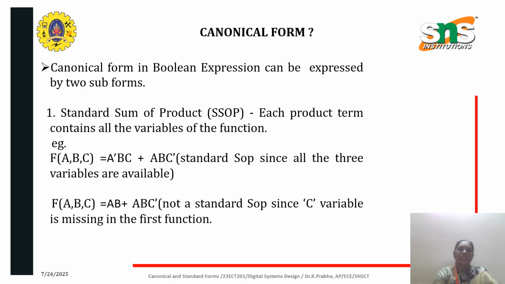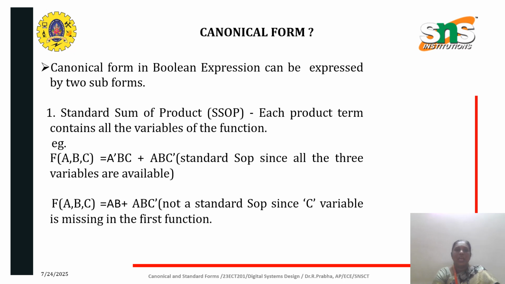Now, canonical form in Boolean expression can be expressed by two subforms. One is called standard sum of product, and in the standard sum of product, each product term contains all the variables of the function. For example, f(a, b, c) = a'bc + abc'. So this is standard sum of product because all the terms contain all the three variables a, b, c.